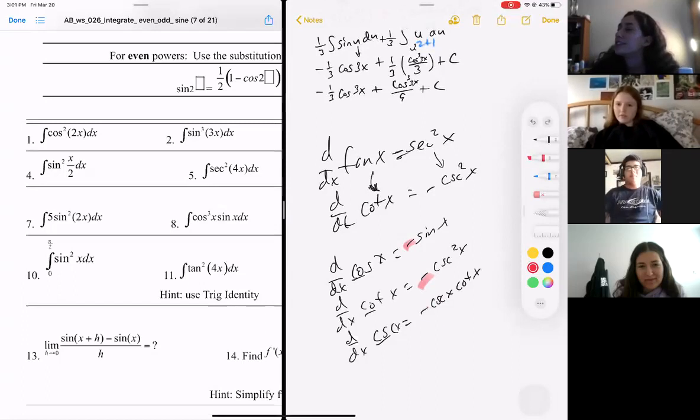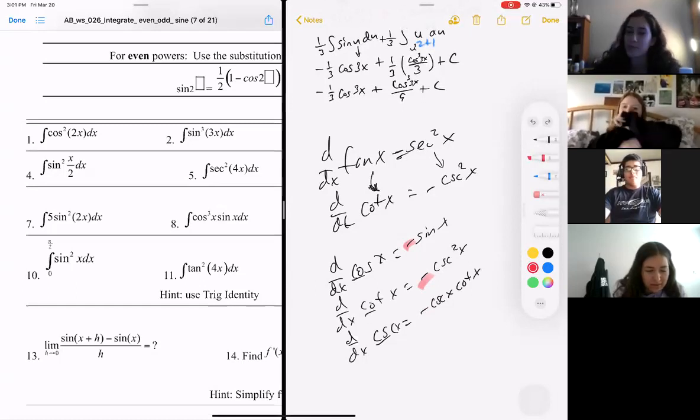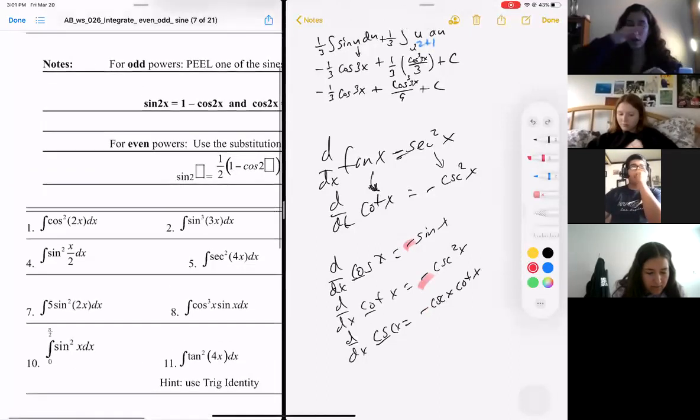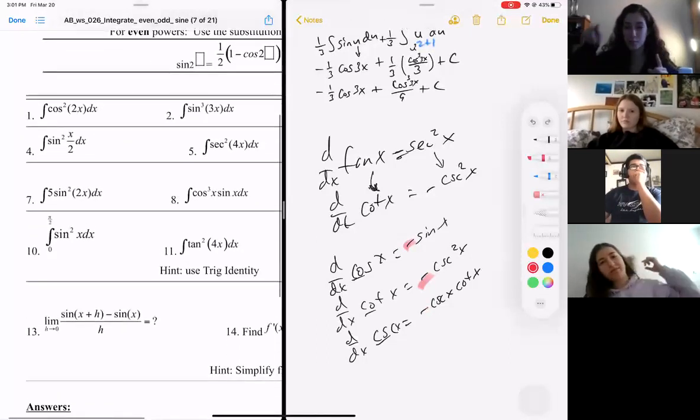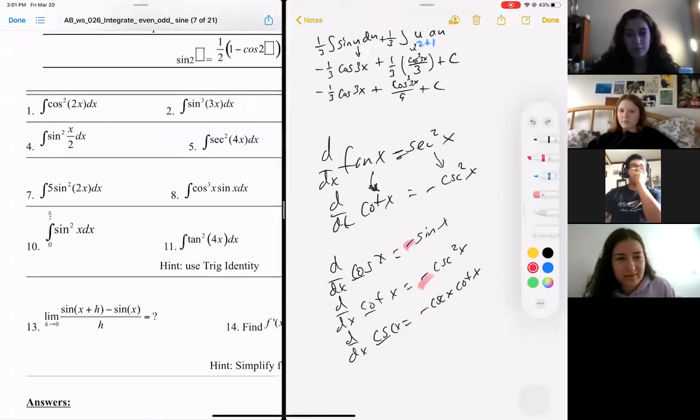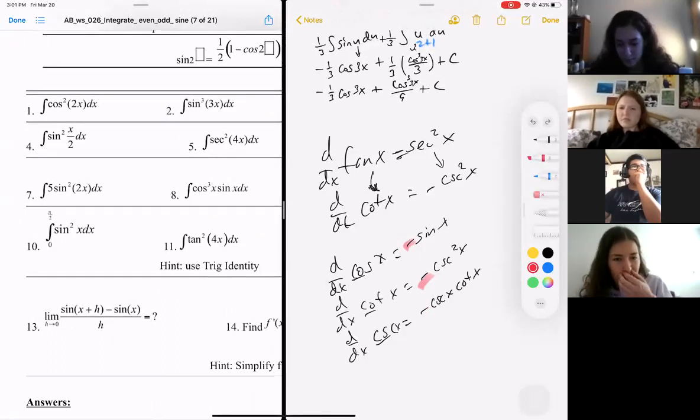Okay. What else can I say? Looking at problem number 7, that's squared. Looking at problem number 8, that's cubed. Problem number 10 is squared. Number 10 is tangent, which doesn't use this rule. Even and odd only work with sine and cosine. So for tangent, I would have to play with that.